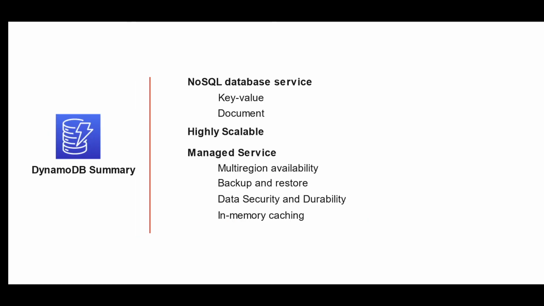So to summarize the DynamoDB non-relational database in AWS, it's a NoSQL database service that supports both key value and document data. It's highly scalable, and it's a managed service, which is a software as a service approach, and it has multi-region availability. It has automated backup and restore capability.